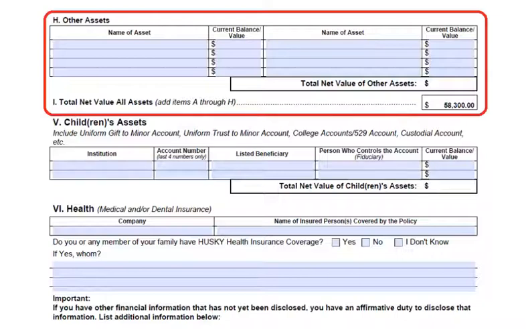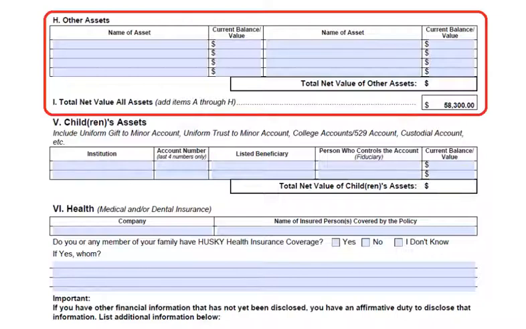These could include money market accounts, collections of values such as art, coins, jewelry, or equipment. In the first column, identify what the asset is. In the column labeled Current Balance Value, enter the value of the asset. The other 2 columns on the line are for indicating another asset and value. In the box at the bottom labeled Total Net Value of Other Assets, enter the total of all amounts entered in the boxes labeled Current Balance Value, or allow the automated form to do it for you.